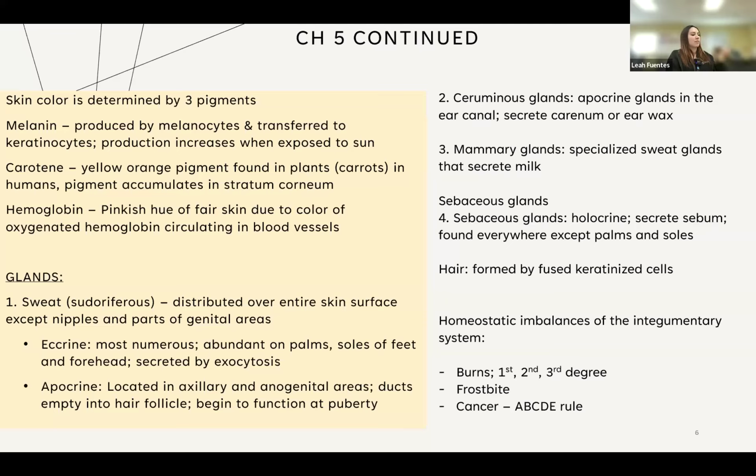Okay, and then on the opposite side of the scale, frostbite, damage of cells in the skin by exposure to extreme cold. This is classified similarly to burns. And then cancer is another homeostatic imbalance of the integumentary system. So basal cell carcinoma, squamous cell carcinoma, and then malignant melanoma. The most common is the basal cell carcinoma.